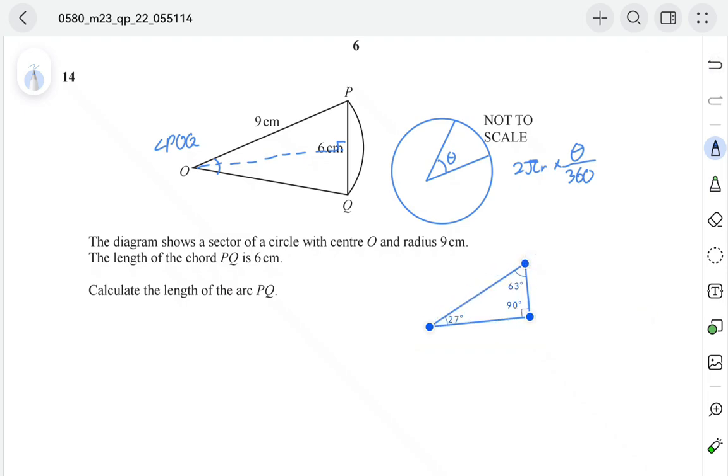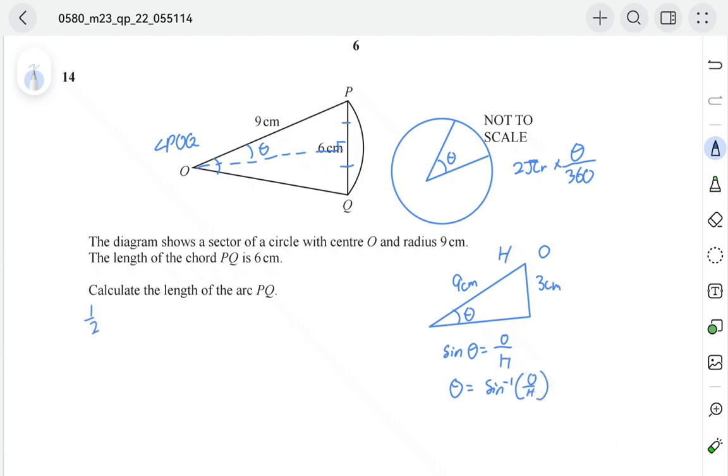A right-angled triangle that has a hypotenuse of 9 cm and a height of 3 cm, as we bisected the 6 cm chord. So we have the opposite and the hypotenuse, so that sine theta is equal to O over H. And we know that this theta is actually only half of angle POQ.